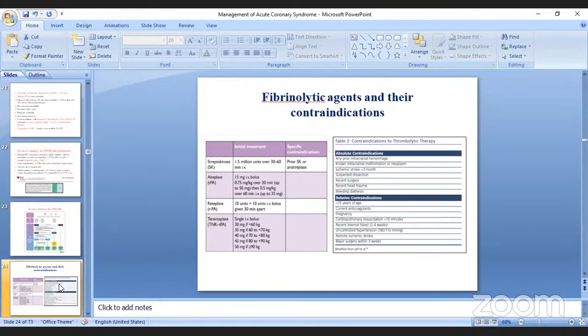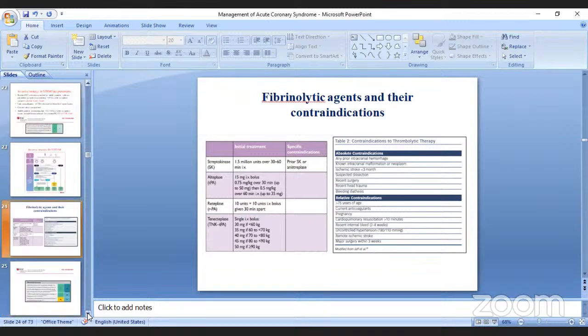So there are various contraindications to thrombolytic therapy, though. There are absolute and relative contraindications. Absolute contraindications are where the patient had any prior ICH or ischemic stroke, dissection, recent surgery, head trauma. Relative contraindications are patients who are more than 75 years of age, uncontrolled hypertension, pregnancy, those who are on current oral anticoagulation. So these patients have relative contraindication.